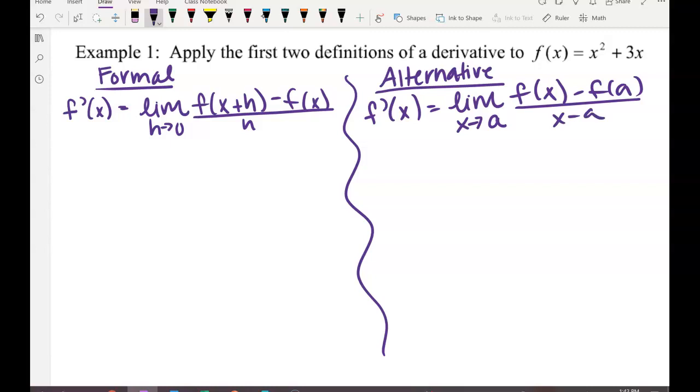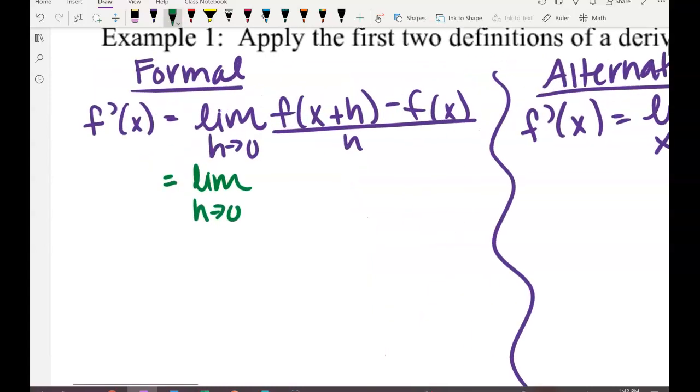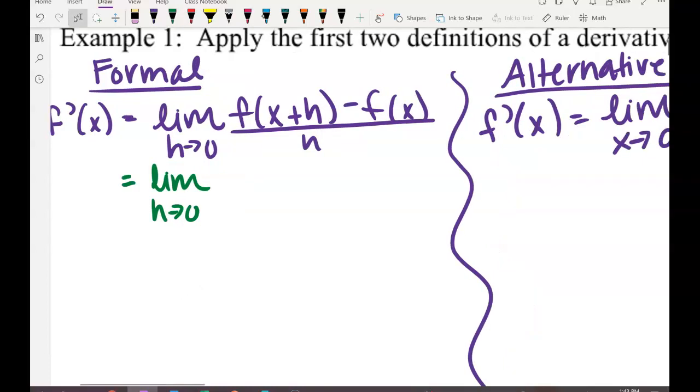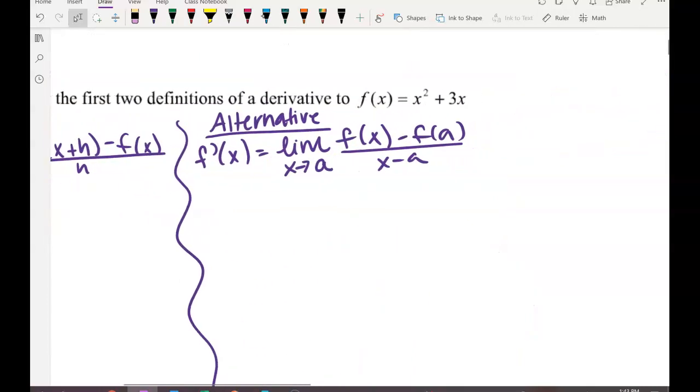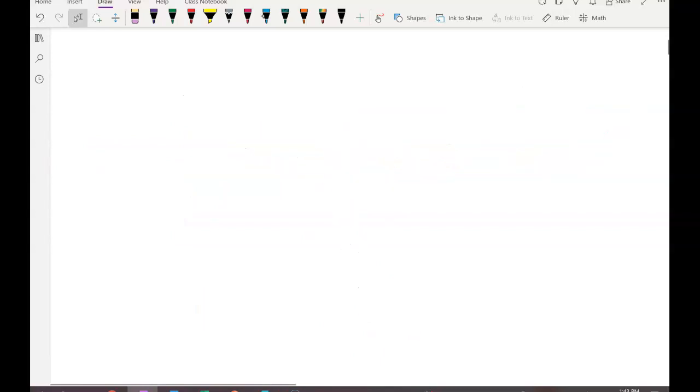All right, let's work this out. f prime of x equals the limit as h approaches 0. We're just going to focus on this side first. We do want to calculate f of x plus h. As you guys know, every time we see an x, we want to input x plus h. So we have two locations of x's over here. One is the square.